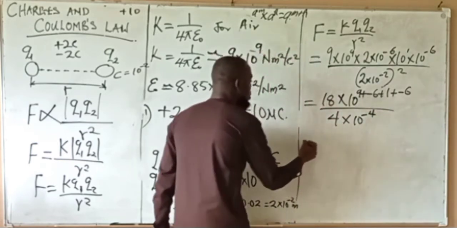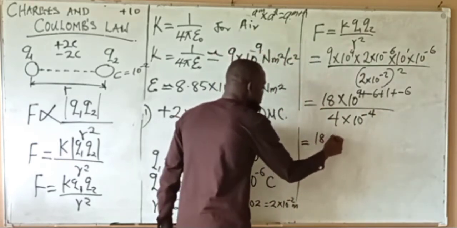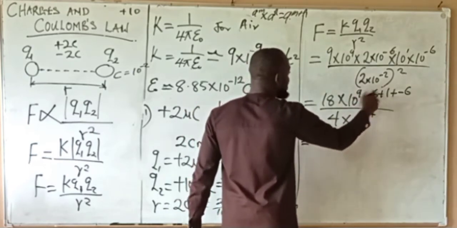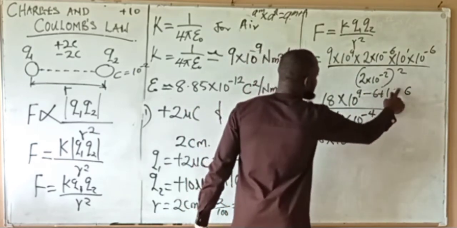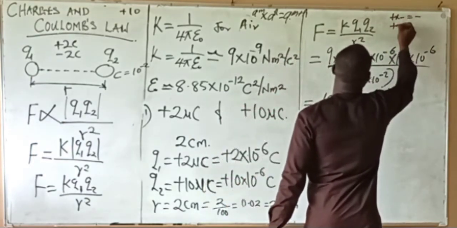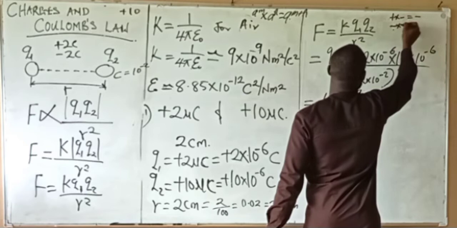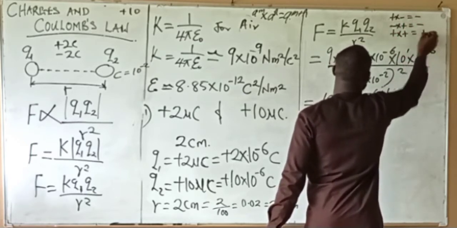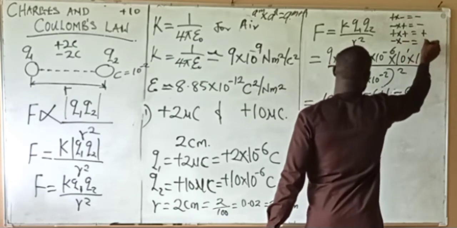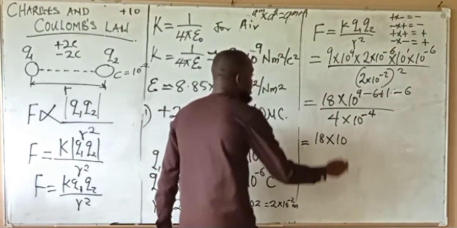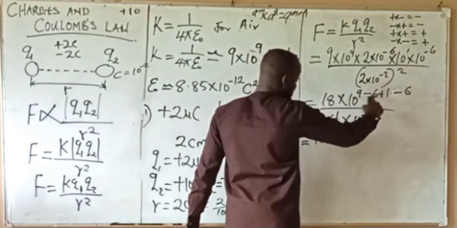So the next thing we have is 18 times 10 this far. Now plus times minus will give us minus. Take note of this. Plus times minus is equal to minus. Plus times plus is equal to plus. Minus times minus is equal to plus. Take note of that. It's very, very important. That's why those give us minus 1.